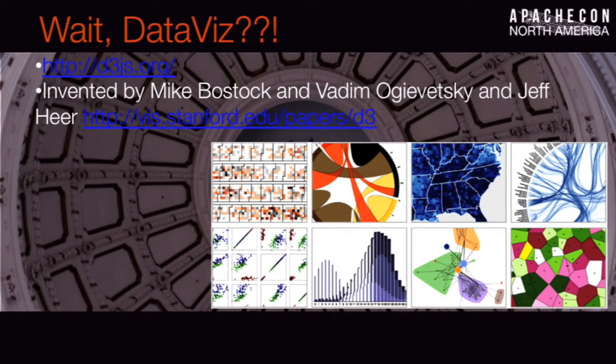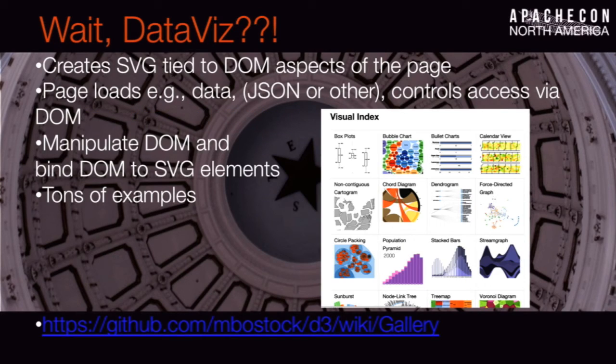So, data viz. Mike Bostock, Jeff here, and Vadim were at the Stanford InfoLab and did D3, and they're working with us. Jeff's at University of Washington now and some other places. D3 is data-driven documents. The best way I can describe it is that it builds SVGs, or scalable vector graphics, and ties them to the DOM, the document object model, in JavaScript. What you do to that document and the data behind it appears in D3 and vice versa. It's a technique and a JavaScript library to manipulate the DOM and bind the SVG, the DOM and the data to one another.